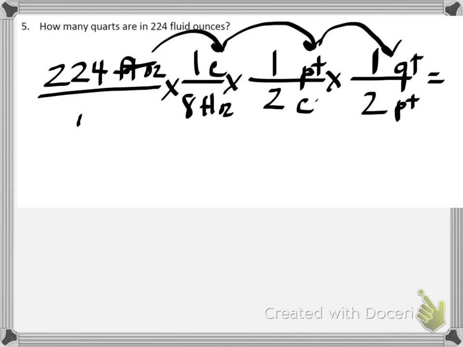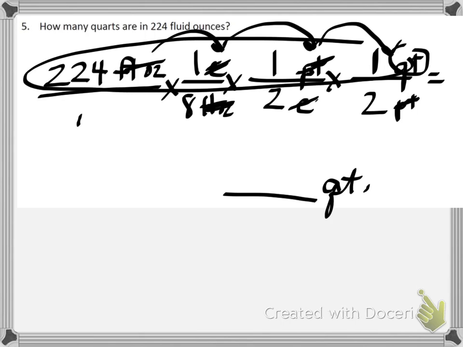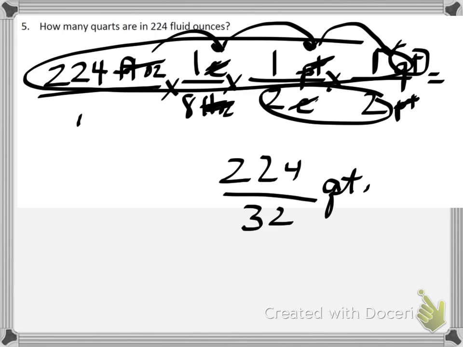We're going to then go ahead and cancel fluid ounces, cancel cups, cancel pints. You can't cancel quarts, so that becomes part of our answer. Then we're going to multiply. Our numerator, 224 times 1 times 1 is 224. And then 8 times 2 is 16 times 2 is 32. We could also do 2 times 2, using the associative property, is 4 times 8 is 32. So we have 224 over 32.